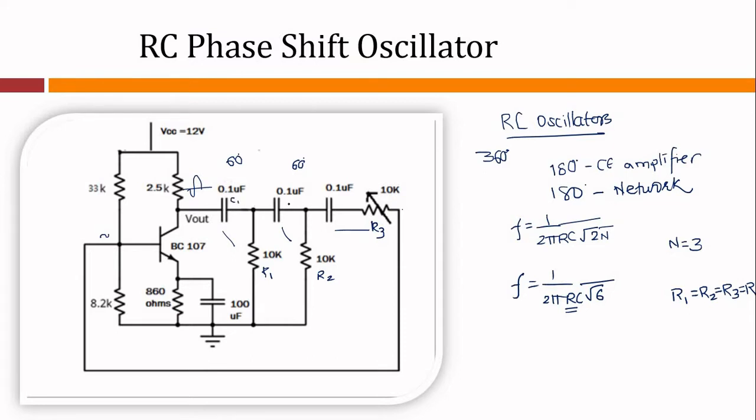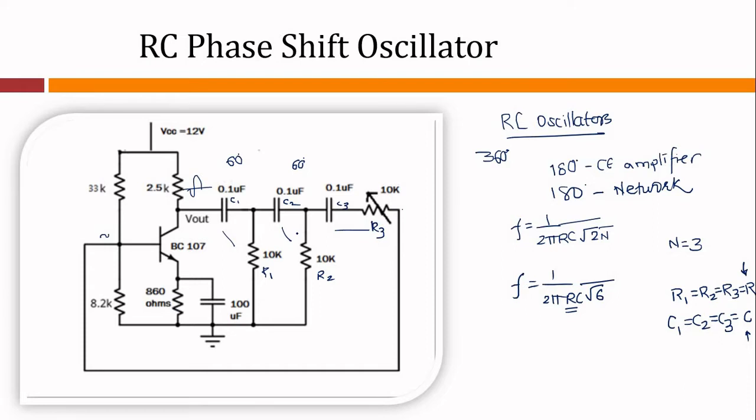So let me mark this as C1, C2 and C3, and since all these values are same, let me write C1 equal to C2 equal to C3 equals C. Now these R and C values are substituted here. Now if I want to vary the frequency, then I have to change the components here. Fine, I have to change the values of these components, either resistor or capacitor. Okay, that we'll discuss later.